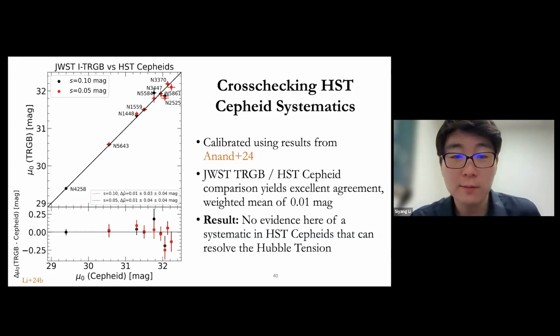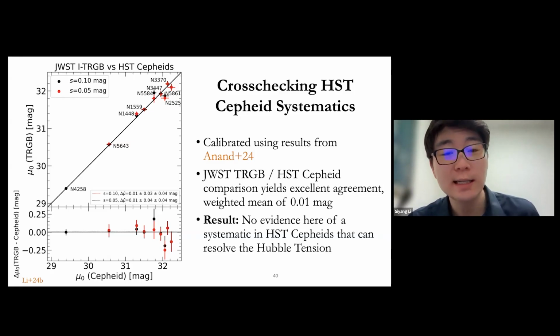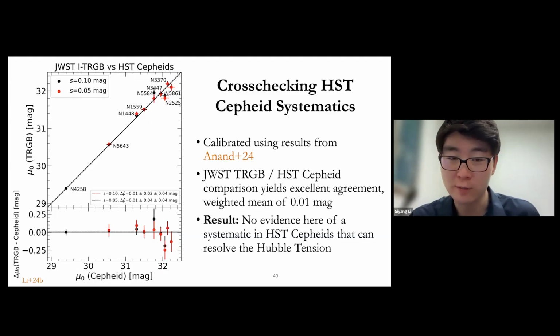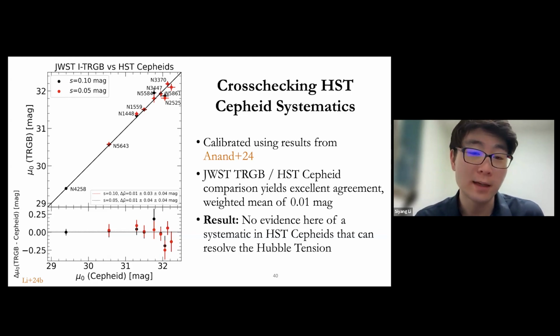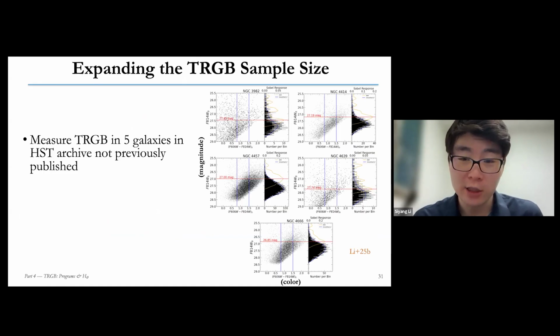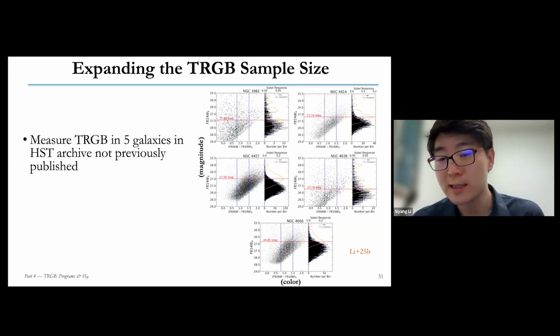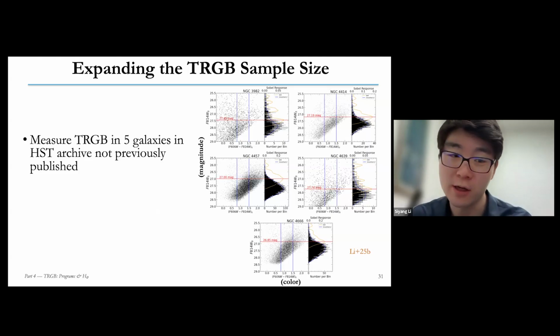Now, in this iteration, we did not measure the Hubble constant just yet. We focused on just the differences between the HST Cepheids and the JWST TRGB measurements. But of course, one of the major limitations of this study is the sample size. We're only working with a limited number of galaxies. So we did do another iteration of this study where we tried to expand the TRGB sample size and expand the TRGB measurements that we use for an actual Hubble constant measurement.